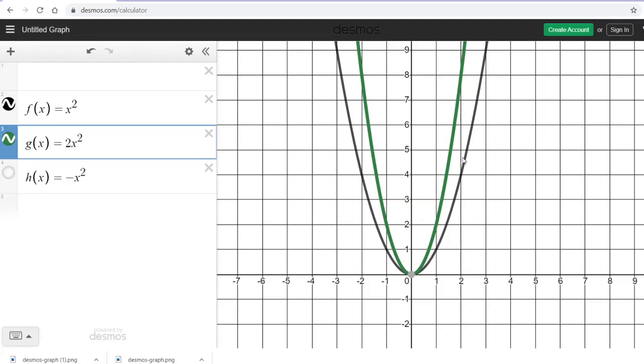So that's basically what this constant multiple rule is saying: whatever you multiply your original function by, it's going to affect the derivative by the same amount.